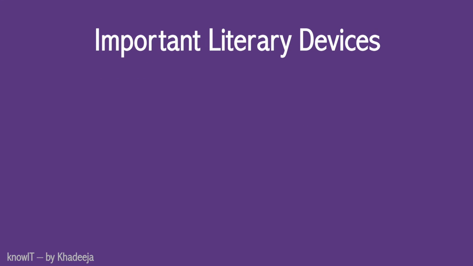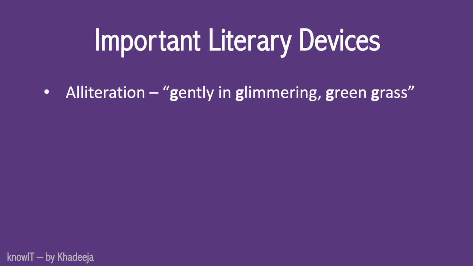Important literary devices that you should know include alliteration. Alliteration is when a consonant letter is repeated in a single sentence or in a paragraph. Like over here, "gently in glimmering green grass", that is a repetition of the consonant letter G. So that's alliteration. Alliteration is used a lot in poetry.